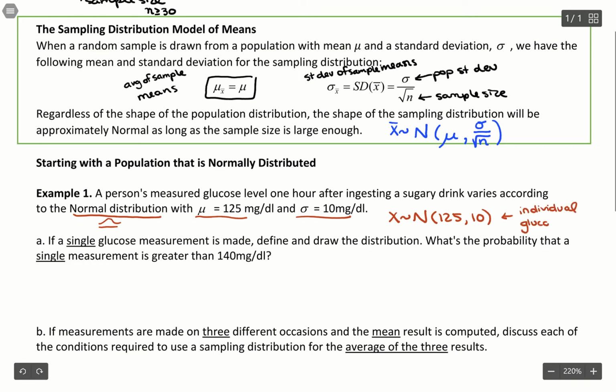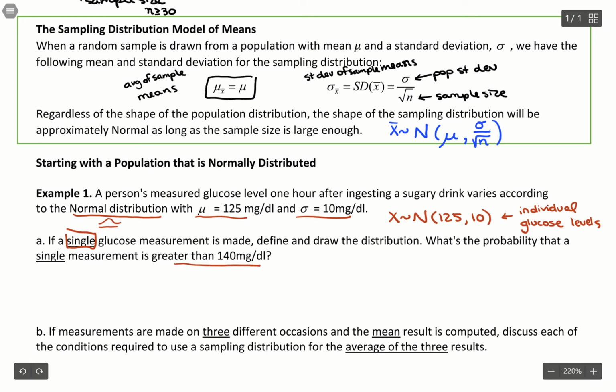So it's not from taking samples, it's not from taking averages, it's just for individual people and how their glucose levels will behave. So that's where I put in this first question here. They ask about a single glucose measurement and what's the probability that it's greater than 140 milligrams per deciliter. Now, if it's just looking at exactly one value, then we just go to our old methods. We don't need to think about our sampling distribution of means yet because we aren't collecting a sample. We're just looking at a single value.